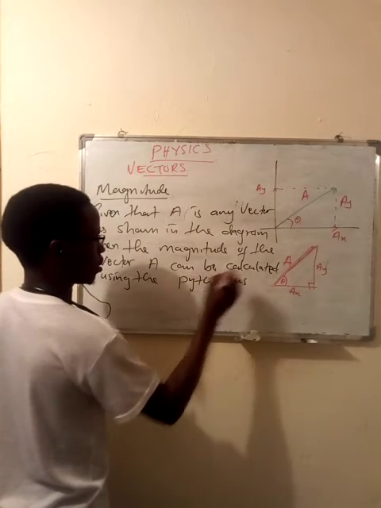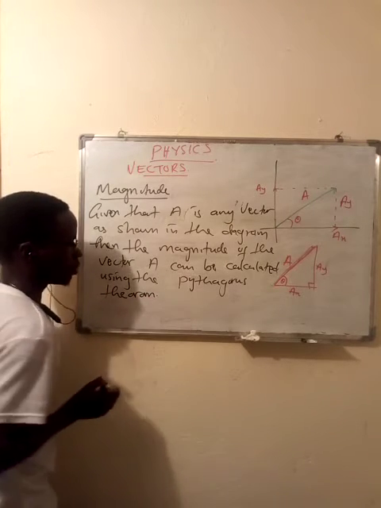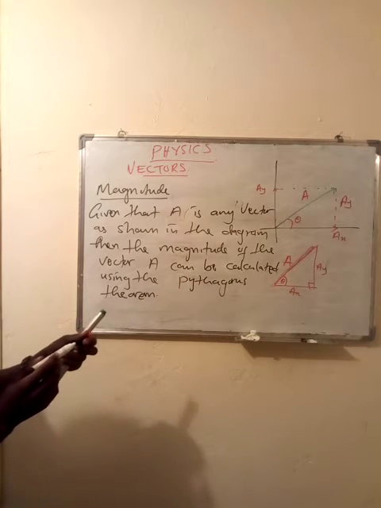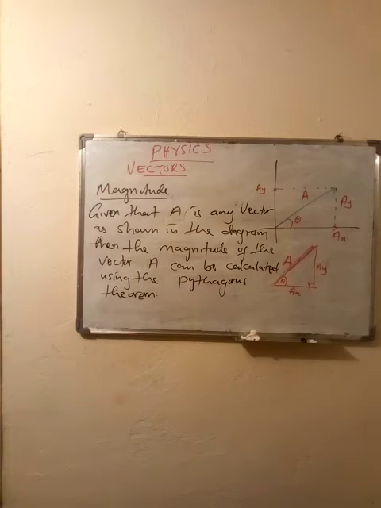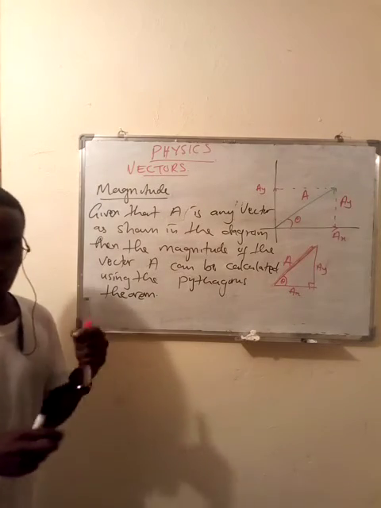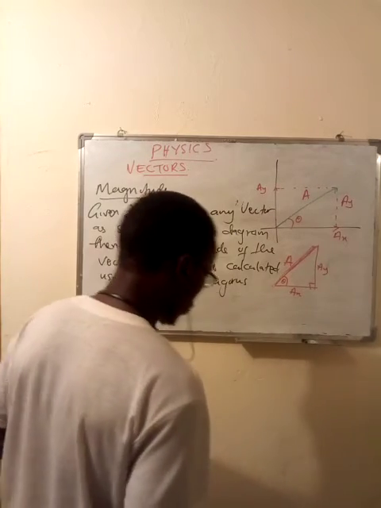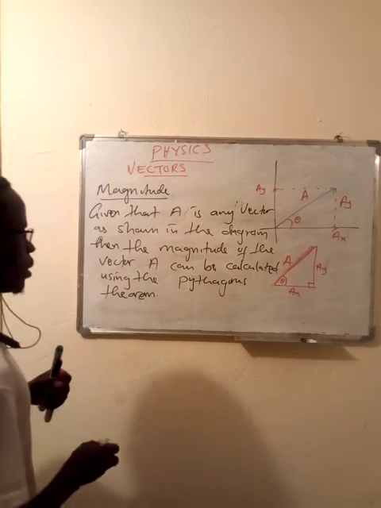The Pythagoras theorem. Okay, I'm sure once I say that, we should even be able to know what we're talking about. Okay, because that is some theorem that is very, very simple and something that we've worked with several times. Okay, so let's look at how we can calculate the magnitude of a vector using Pythagoras theorem. So I'm going to erase that. I hope you've written already.